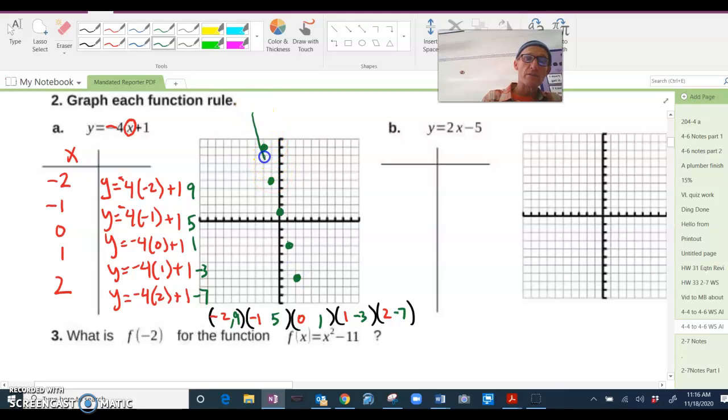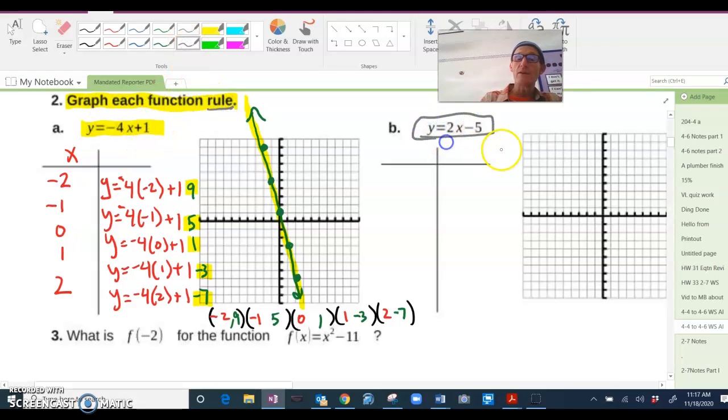And we draw a line to indicate the graph. Graph each function rule. In this problem, this function rule is represented by this graph. So everywhere along this line, the y's equal -4 times whatever x is plus 1. That's the rule. The rule for b is y equals 2x minus 5. And your graph should look something like this.